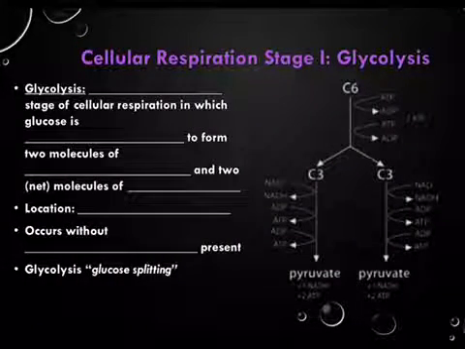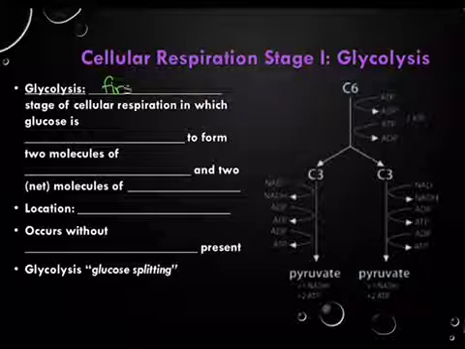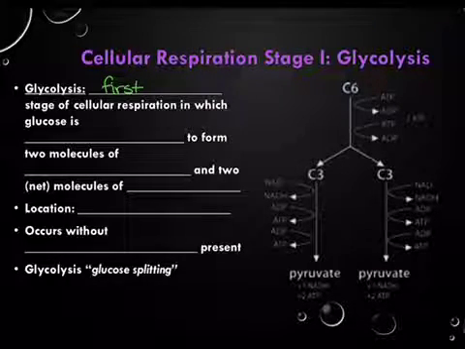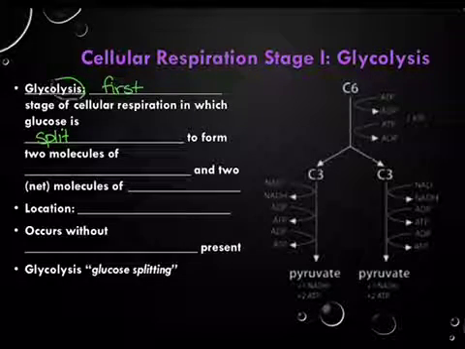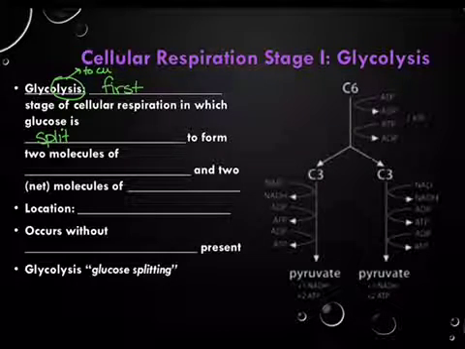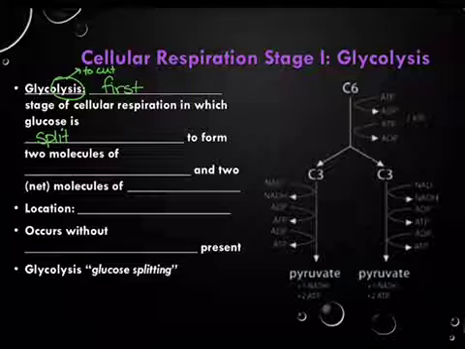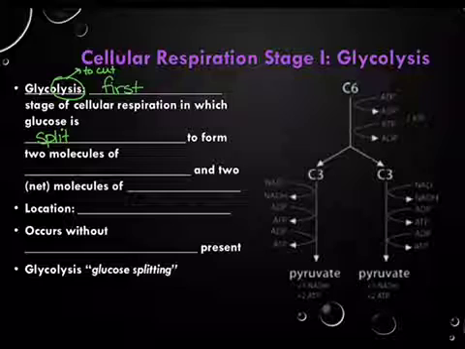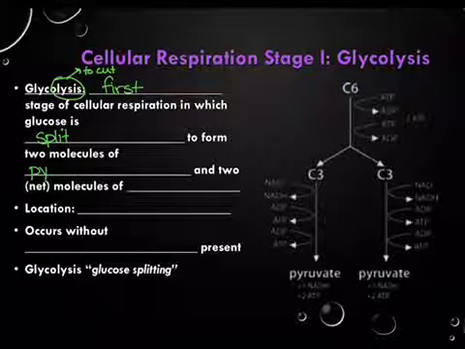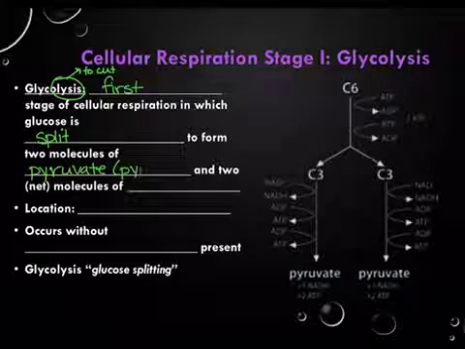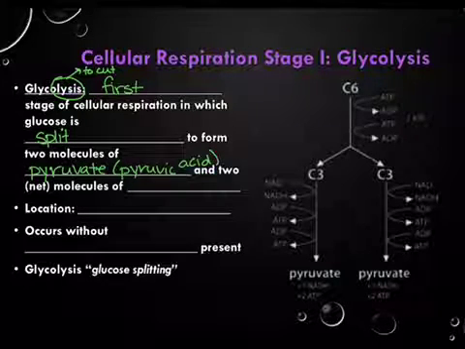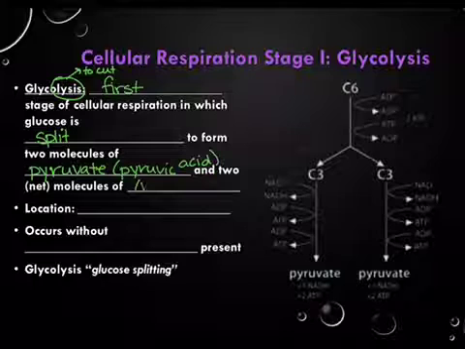So first we have glycolysis, and this is that first stage of cellular respiration in which glucose is split. The ending here, lyse, means to cut or to split. And so the glyco in front stands for glucose. So this is the splitting of glucose. And we make 2 molecules of pyruvate. Sometimes pyruvate gets called pyruvic acid. It's the same thing. And then we get 2 net molecules of ATP.